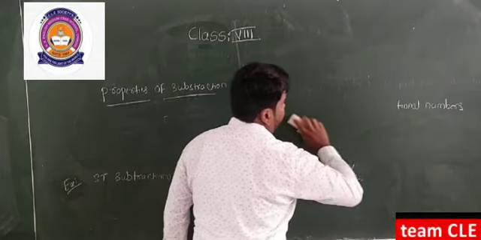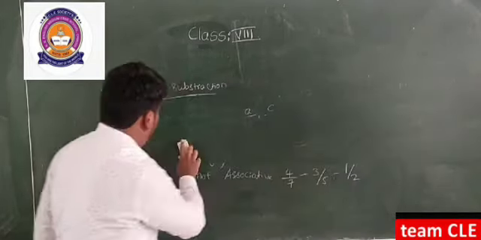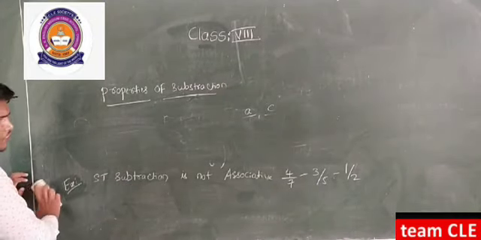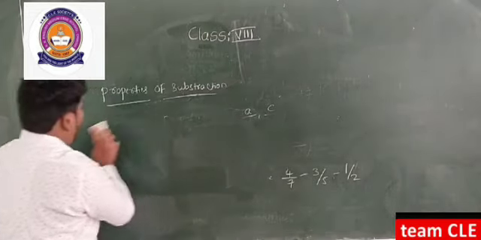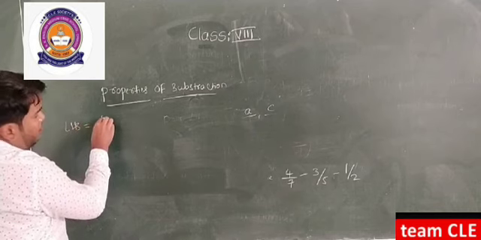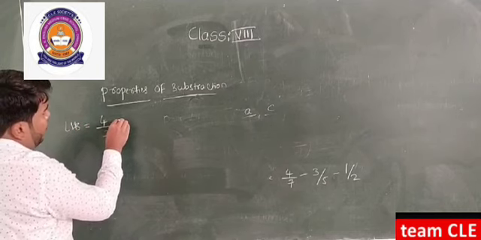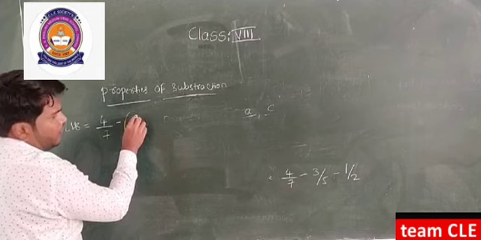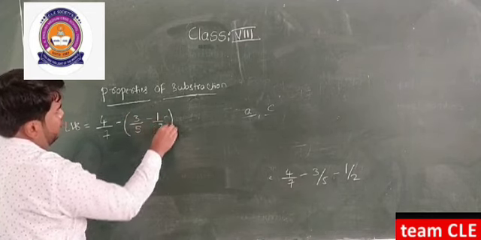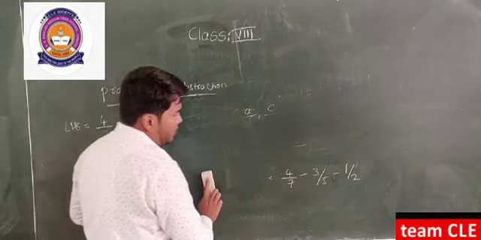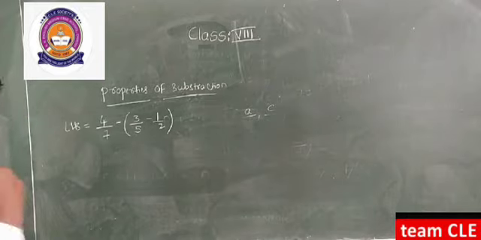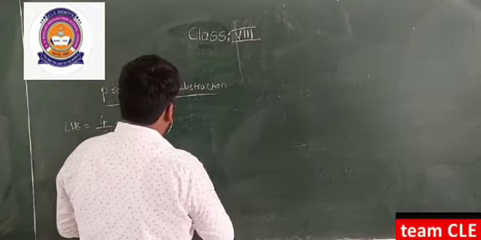First I am going to solve for the LHS part, to show that subtraction is not associative. LHS we are having as 4 by 7 minus of, in the bracket, 3 by 5 minus of 1 by 2. So this is your LHS part: 4 by 7 minus of 3 by 5 minus of 1 by 2. Now we will solve this.